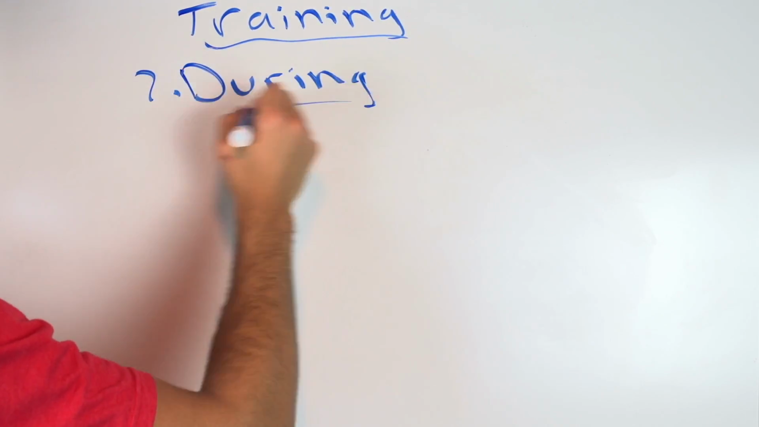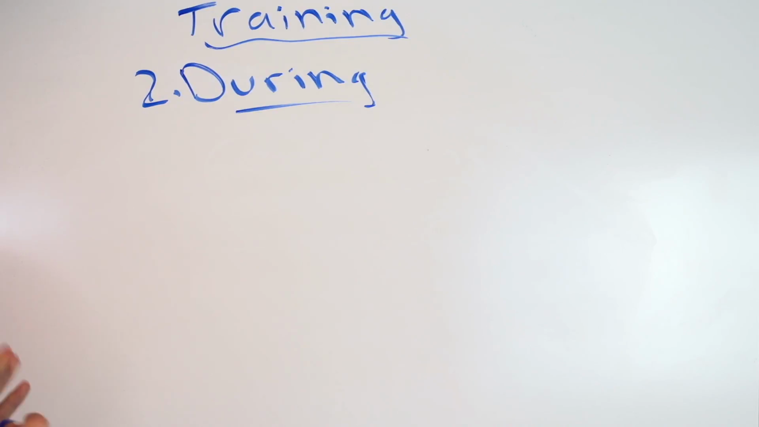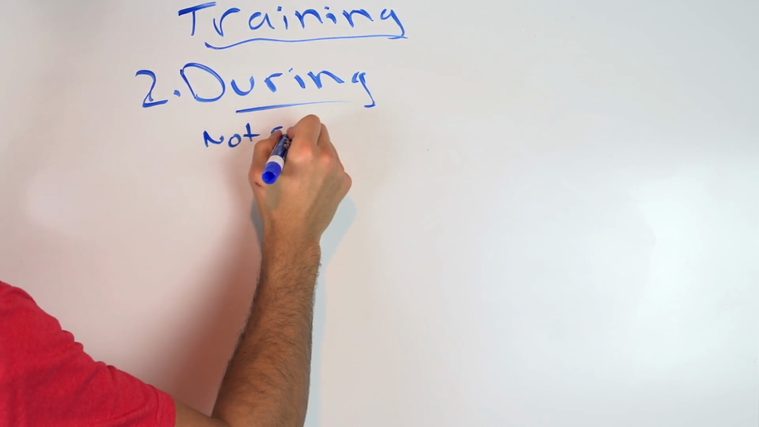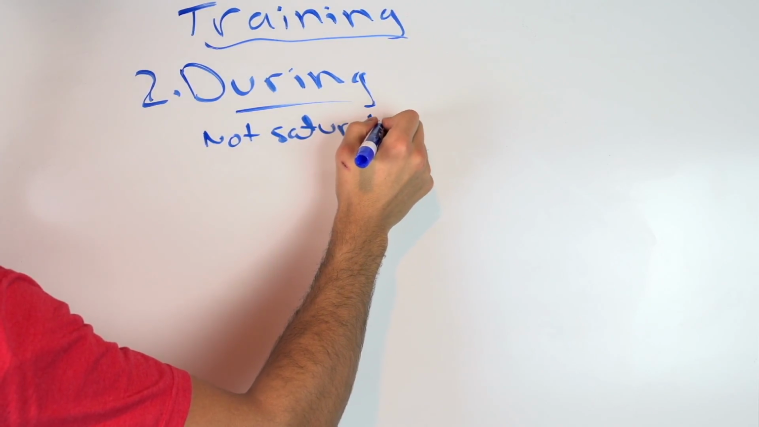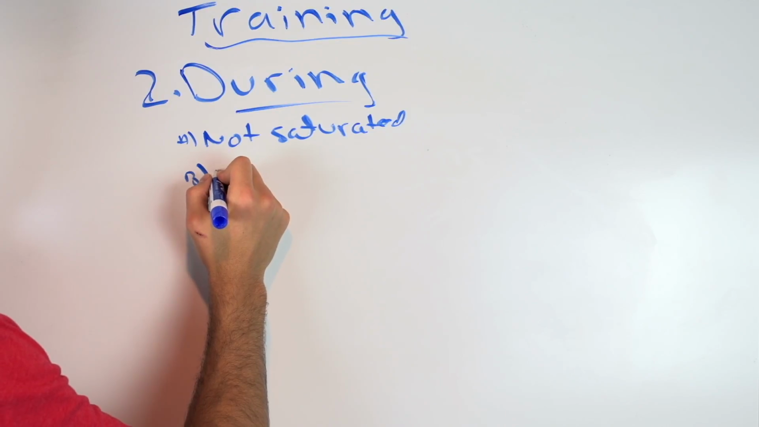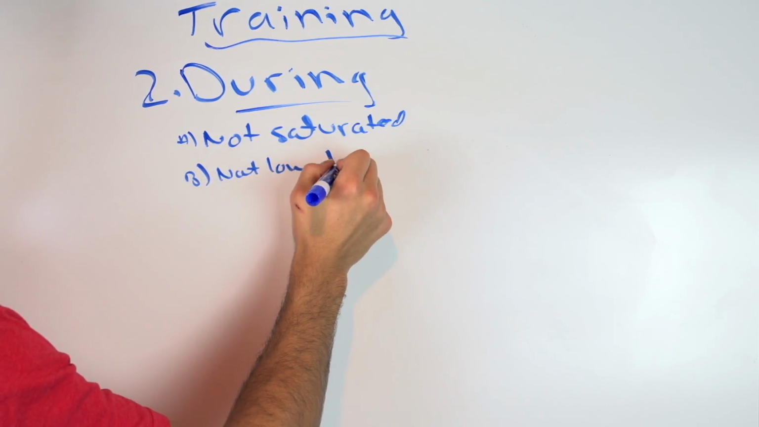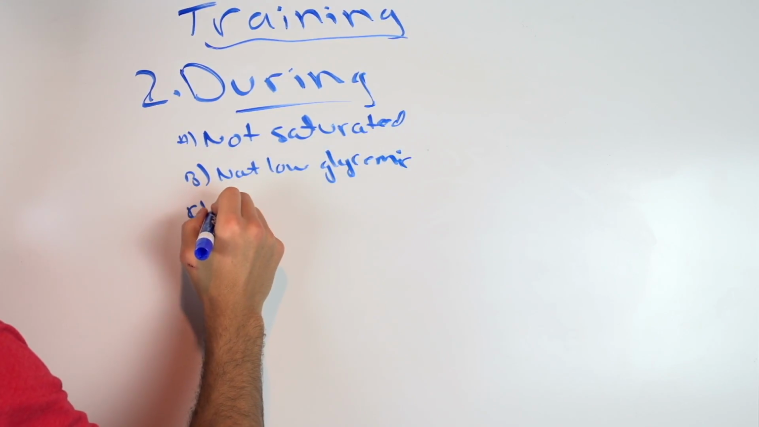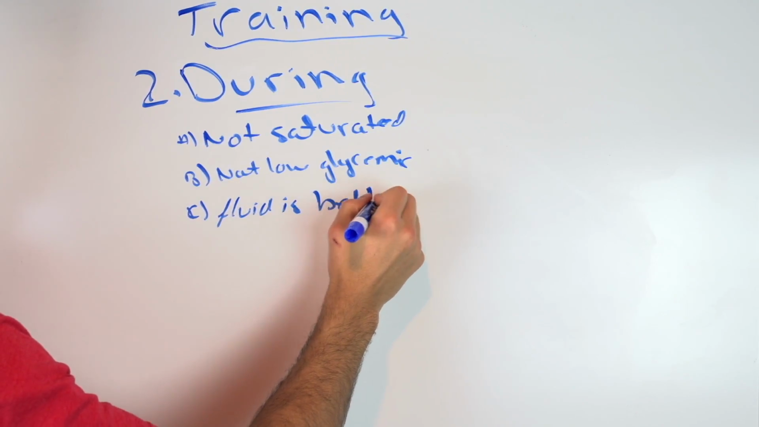Now, during your workouts, I would suggest having something that's not well saturated, like I explained before with the Gatorade. Something that is not very high in calories, again, that will decrease gastric emptying. Something that is not low in glycemic level, and again, a fluid is always better than actual food.